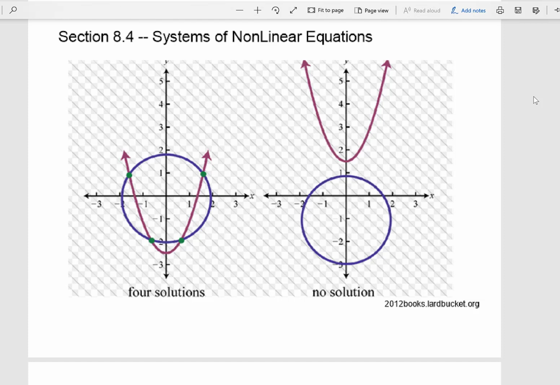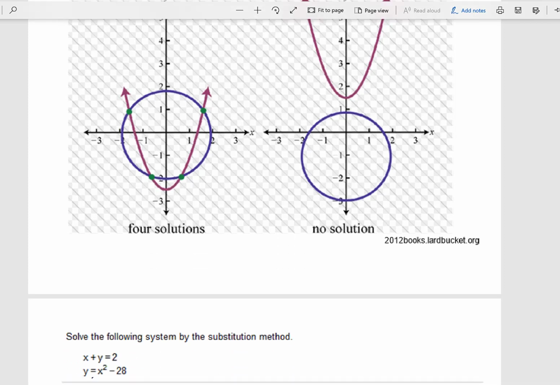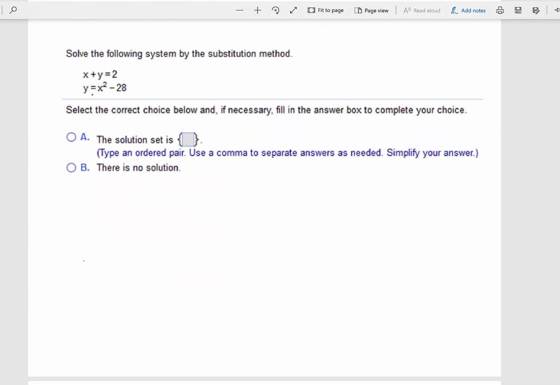This is section 8.4, systems of nonlinear equations. Very similar to 8.1, systems of linear equations. We're still using the substitution method or the addition method, but now our equations are nonlinear. So in this one, they're actually telling us to use the substitution method.